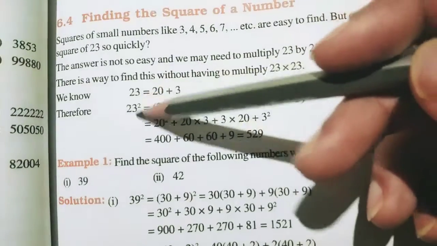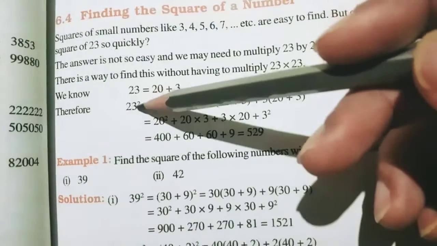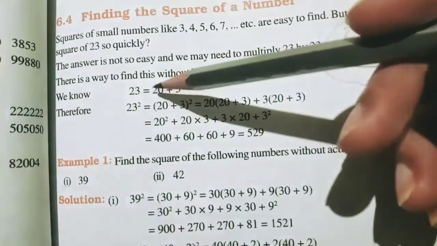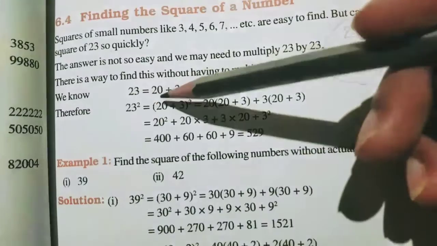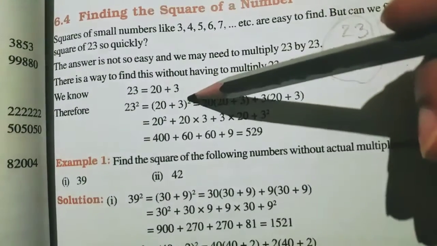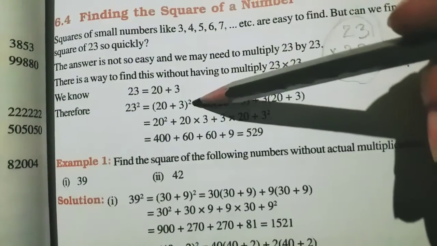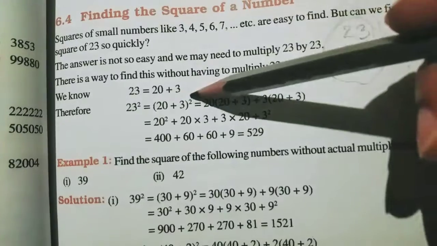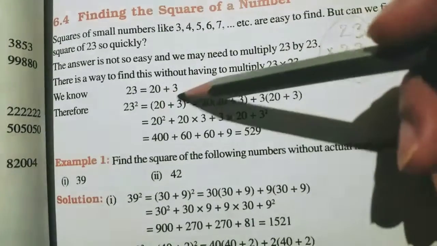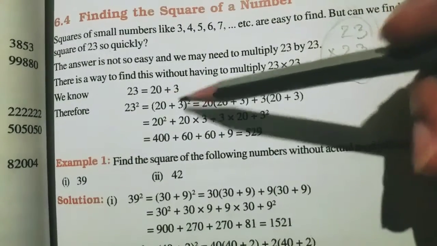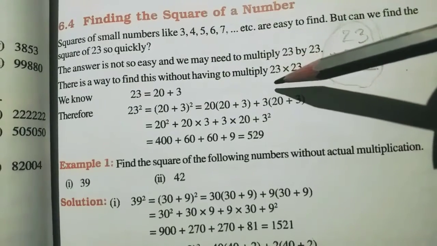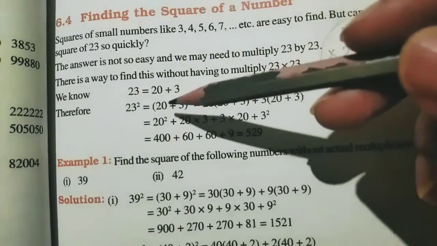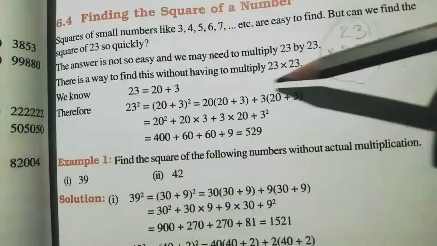After that we'll square that number. Okay, 23 square, that means how to square it. Now see here. If you are given a square, here also you have to give the square. 20 plus 3 whole square. Okay, so it is called whole square. That means the square is on the whole of this 20 plus 3. That's why it is called whole square. Now what to do? You have to multiply it. Whole square means you have to multiply this number 2 times.